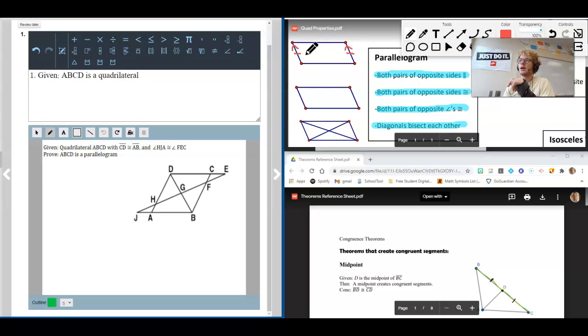There's a fifth way, which is just saying, okay, my opposite sides are congruent and parallel. Just one set. And that will force the other side to also be congruent and parallel. Okay, so that's the method that we're going to be working with.